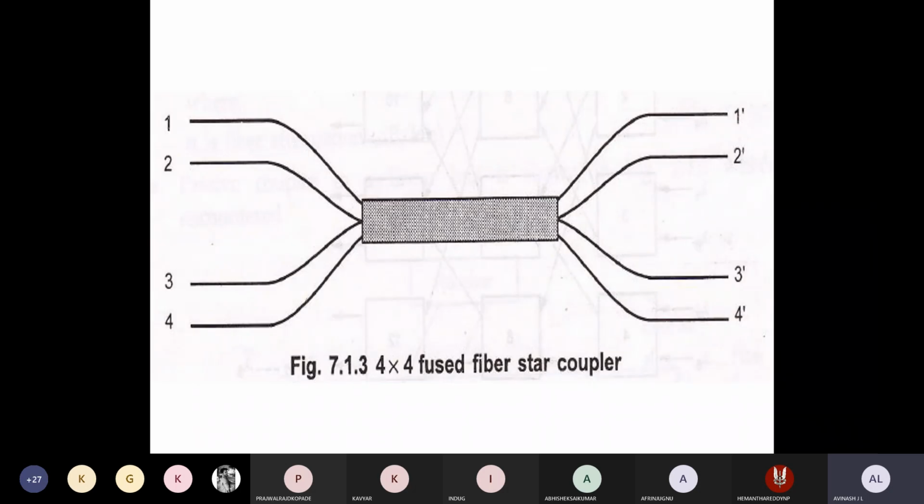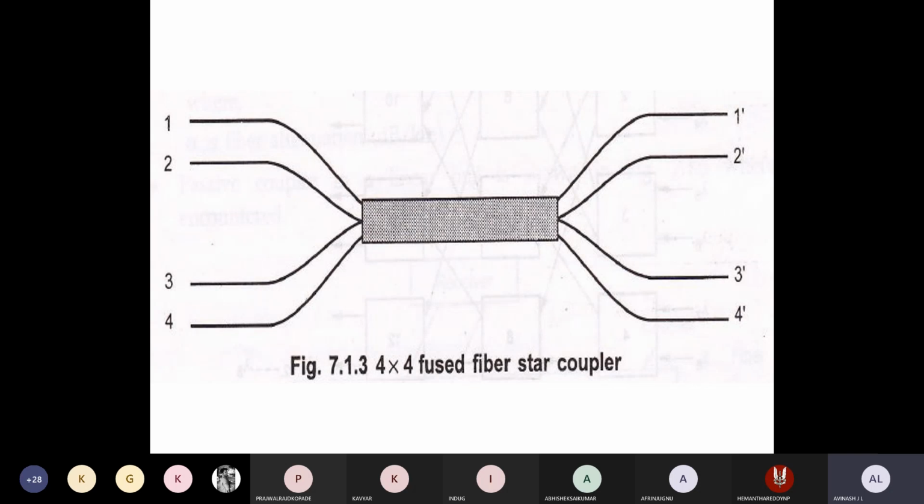Here you can see how the star coupler is manufactured. This is the structure of the fiber star coupler. In this structure, you can see there are n number of inputs. Here we have taken an equal number of inputs and outputs, but in practice it need not be like that. We have taken 1 dash, 2 dash, 3 dash and 4 dash as output ports.